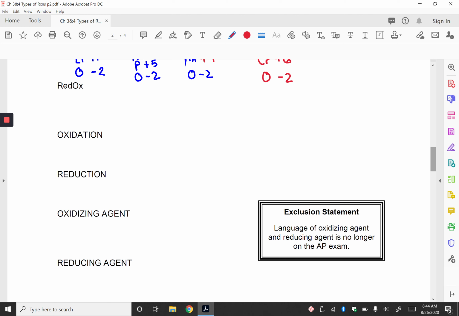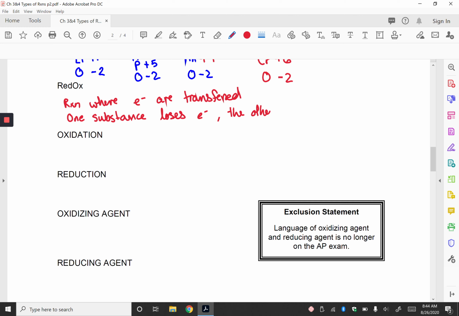So what is a redox reaction? A redox reaction is a reaction where electrons are transferred. And so that means one substance gives away the electrons, the other one gains those electrons. One loses electrons, the other gains them. So they are transferred from one to the other.